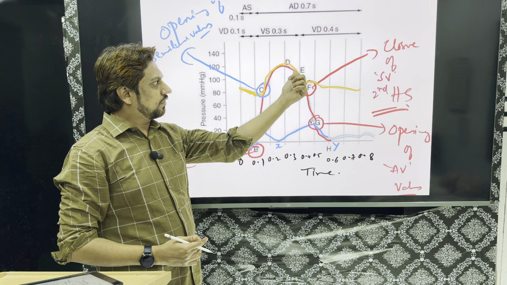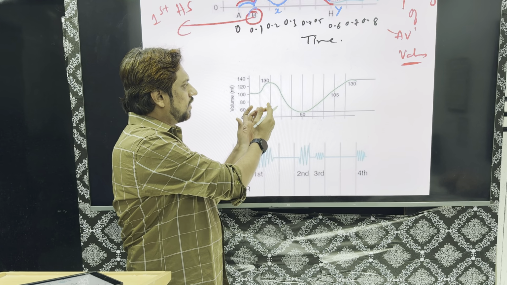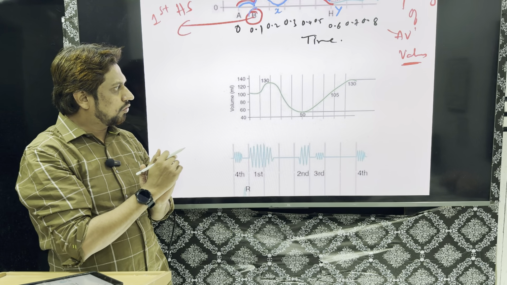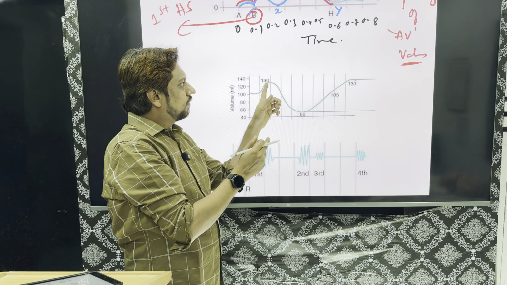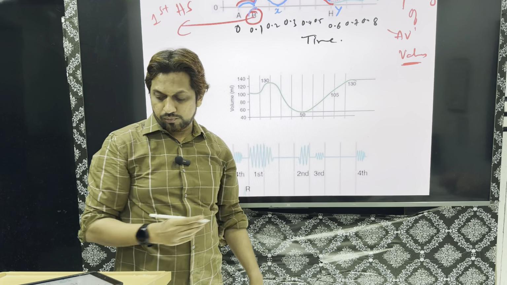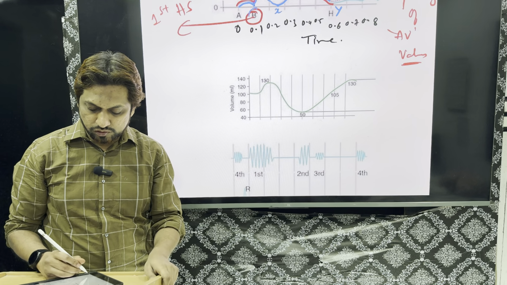Now most important now is the volume changes. So see what happens during these different phases. So this is atrial systole. At the end of the atrial systole, this is the end systolic and end diastolic volume. So this is before the start of the systole. This 130 ml is the end diastolic volume.